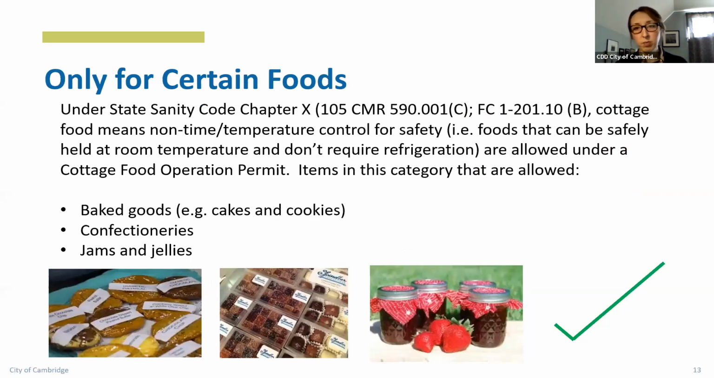Most importantly, and I think this is where we will spend the bulk of our time today, we're talking about what the cottage food operations permit covers in terms of the kinds of foods that you can safely make in your home versus those that are not allowed under the permit. The very specific list are things under the state sanitary code that do not require temperature control for safety. Specific items in this category include the ones that we've listed here: baked goods like cakes and cookies, confectionaries, as well as jams and jellies. This is a comparatively short list, but these are the items that are allowed under the cottage food operations permit.